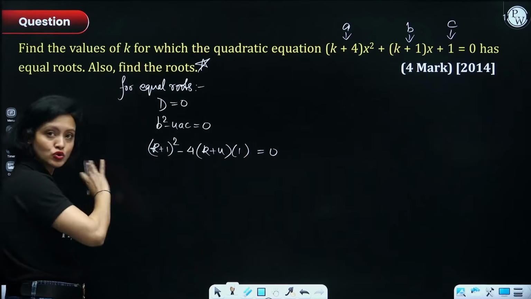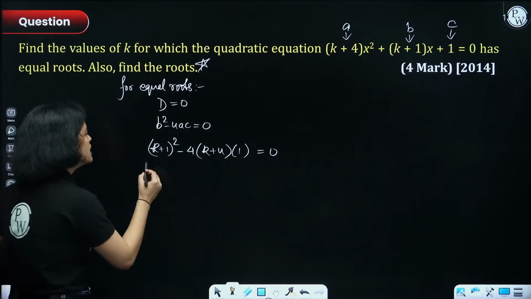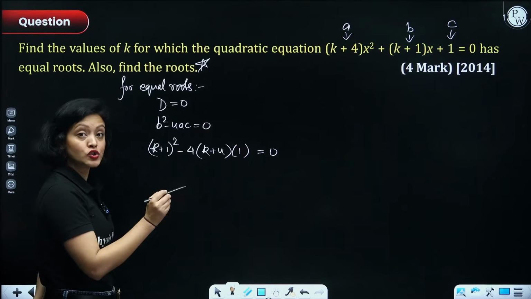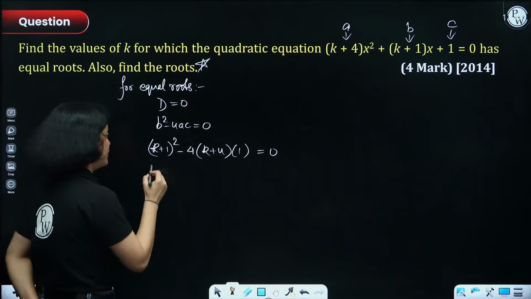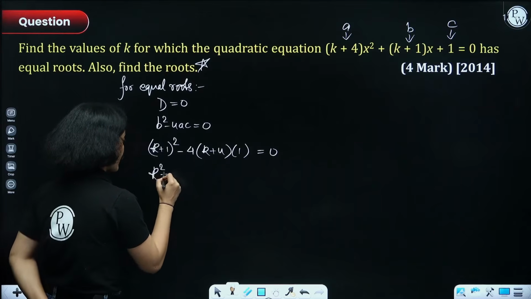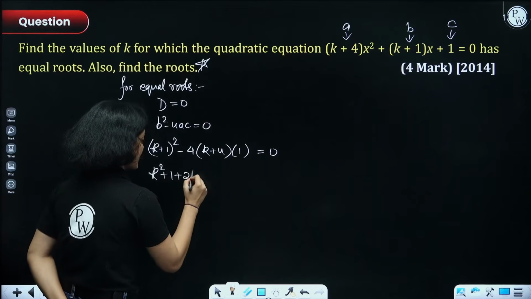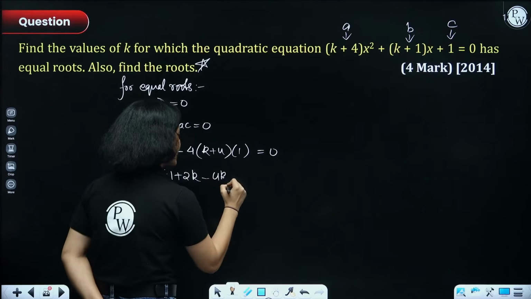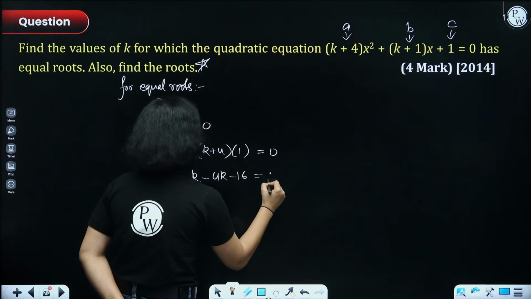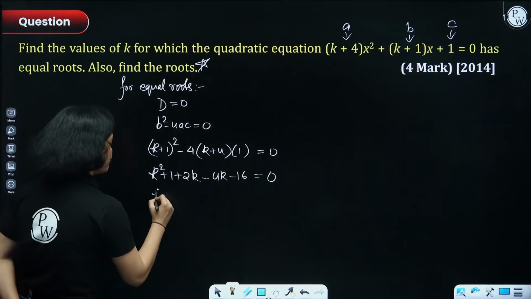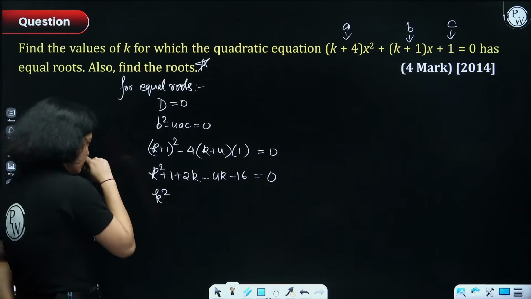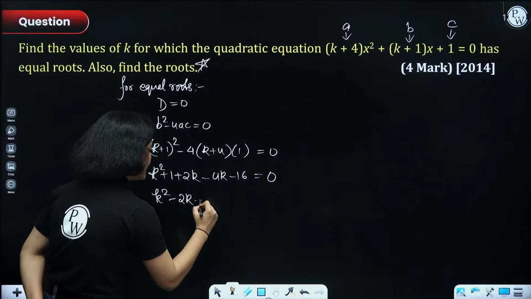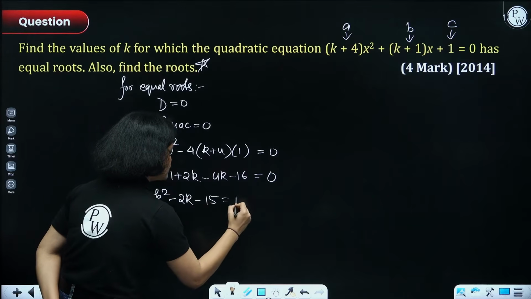Now we have to solve this. So let's open up this bracket here. a plus b whole square is a square plus b square plus 2ab, right? So here we'll have k square plus 1 plus 2k. Here let's multiply negative 4 inside the bracket. So negative 4k, negative 16 is equal to 0. Now we'll have what? k square negative of 2k, everyone. Negative of 15 is equal to 0.